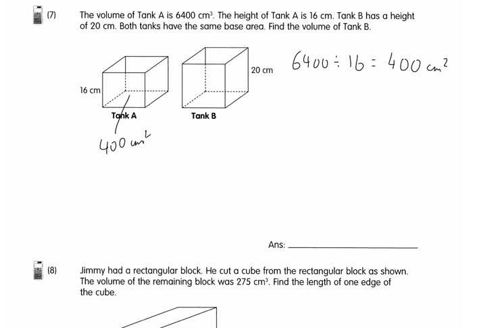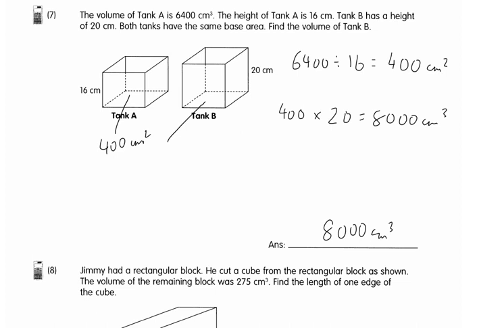Vikram, what's the next step? You will use 400 multiplied by 20 and you get 8,000, and this will be the volume capacity of tank B. Okay? Any problem? Right, good. Question 8.